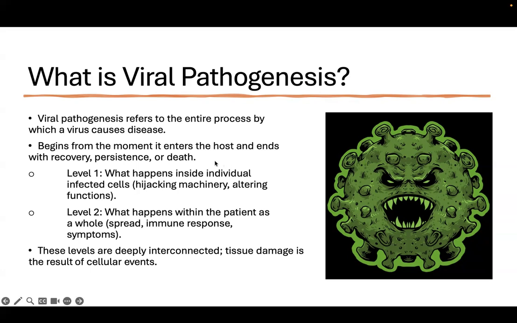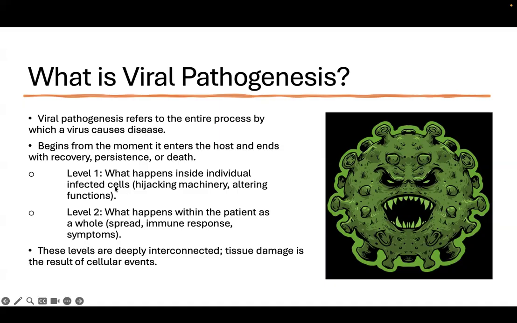When it comes to actually entering, we can see basically two things that can happen at two levels. At the first level, the virus is infecting a cell. It's hijacking its machinery and altering its normal functions, and this can lead to the death of the whole cell. At level 2, you're looking at this at a cellular level, but if we zoom out, a lot can happen on a whole patient level. This could be the immune response that we're getting, the spread of the virus, and the symptoms that we get.